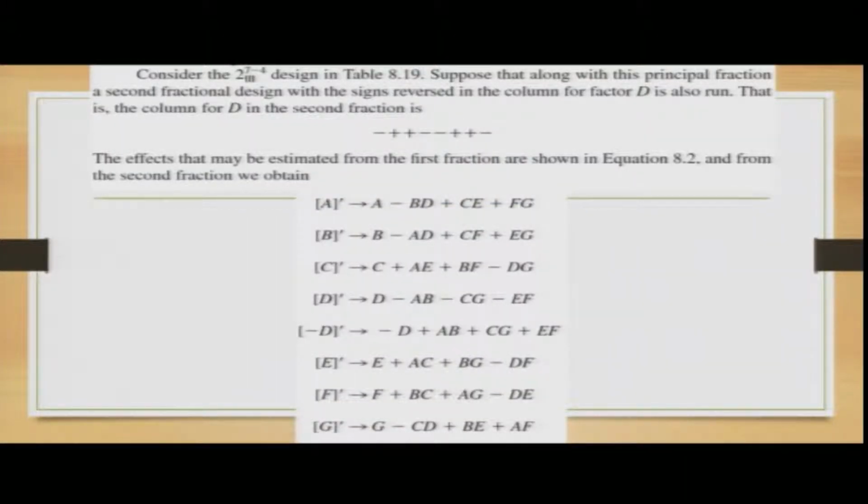So, consider the 2 to the power 7 minus 4 design. Suppose that along the principal factors a second factorial design with the sign reversed is given. So, this column of D would be in this combination: minus plus plus minus minus plus plus minus minus. So, the different combinations can be done, and the effects may be estimated for the first factors.